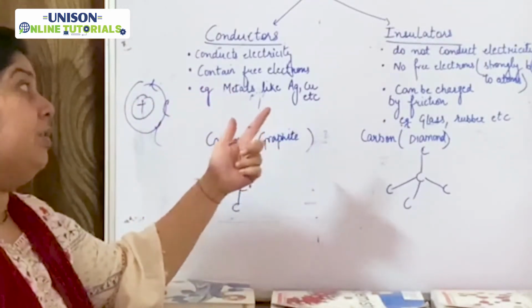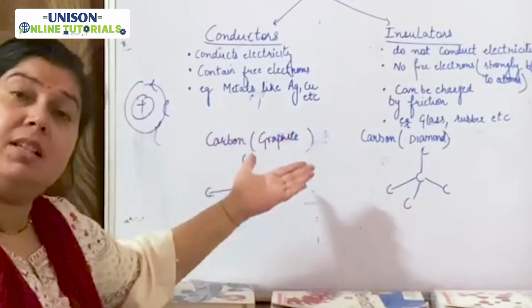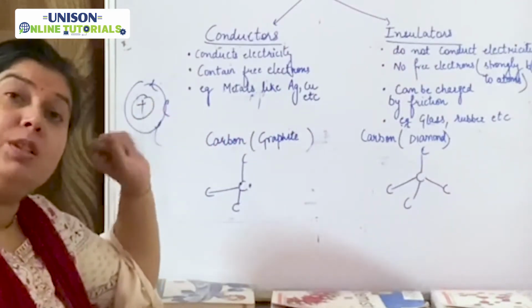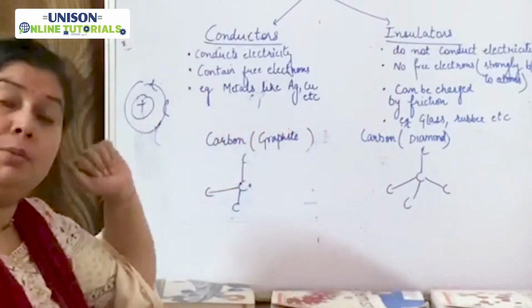They can be charged by friction. This is a very important point in insulators. We have discussed this also. कि जो आपने एग्जाम्पल किया था कि कॉम्ब को जब हम हेयर के साथ रब करते हैं, तो रब करने का मतलब क्या है? You are producing what?